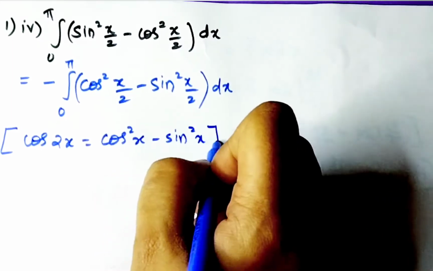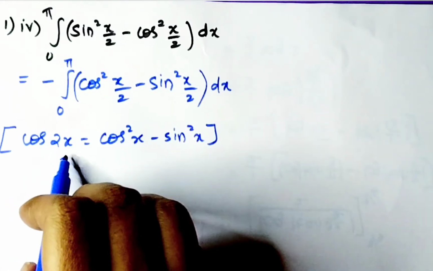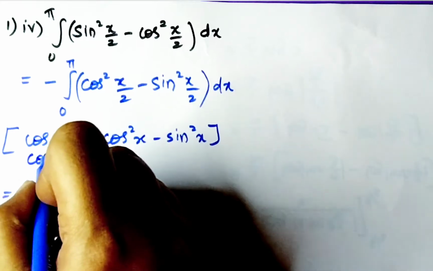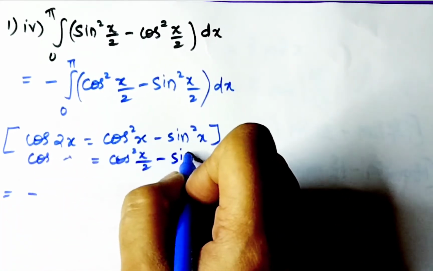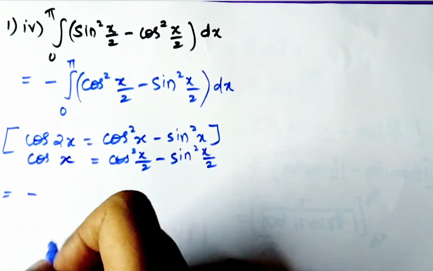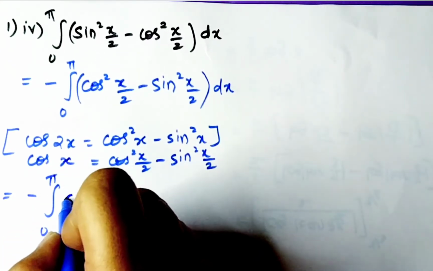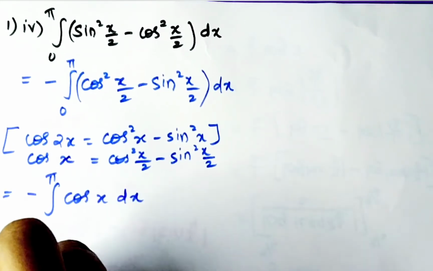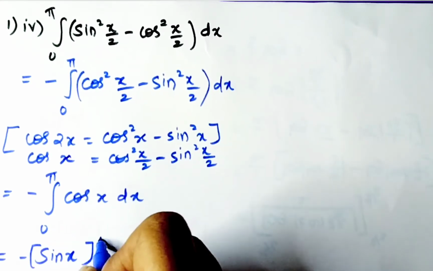So this formula we are making use here, but the argument is by 2, so divide by 2, this will be cos x. So just we are dividing, since we have cos square x by 2, this means dividing the argument by 2. So 2x by 2, it is x. We replace the formula, integral 0 to pi cos x dx. Integration of cos x is sin x and the upper and lower limit is 0 to pi.